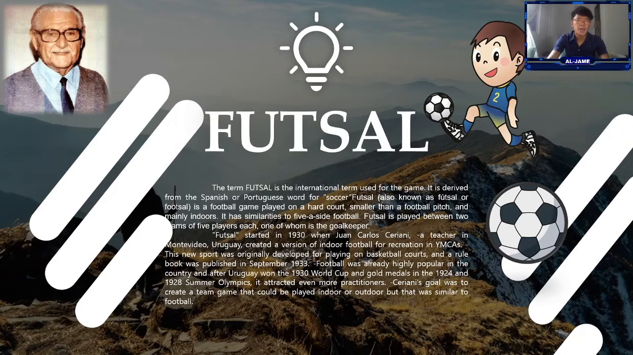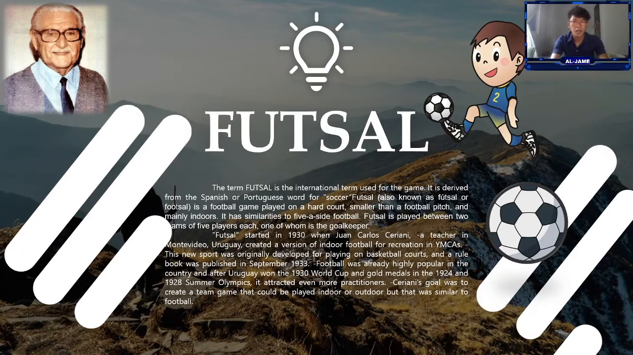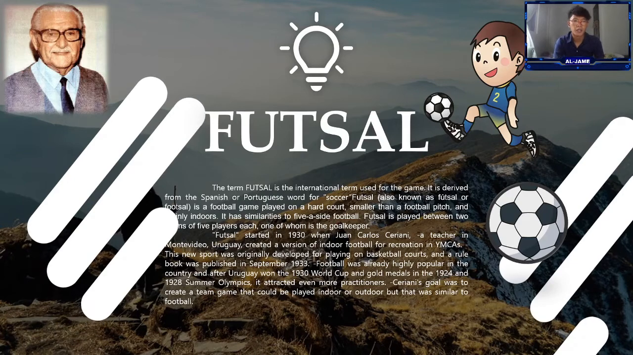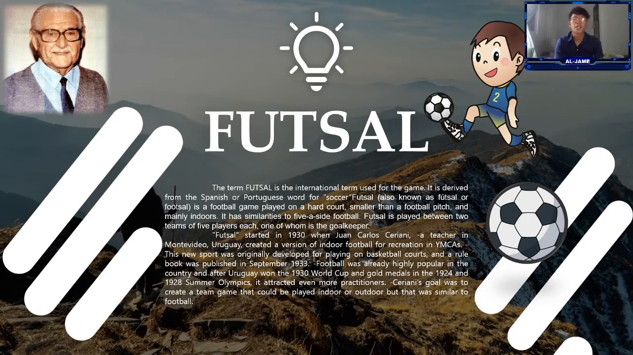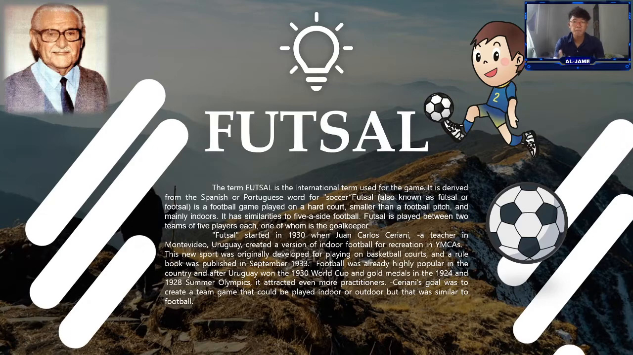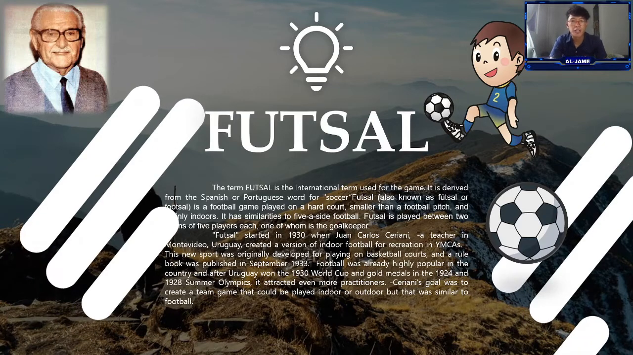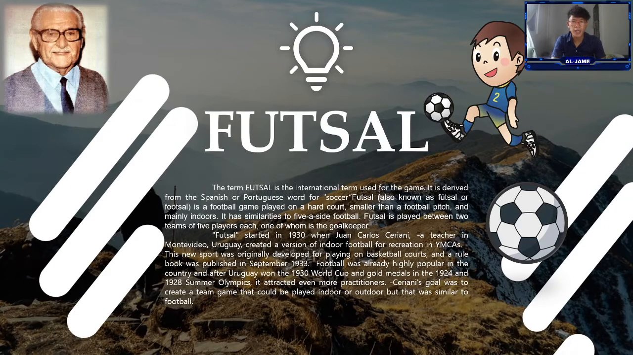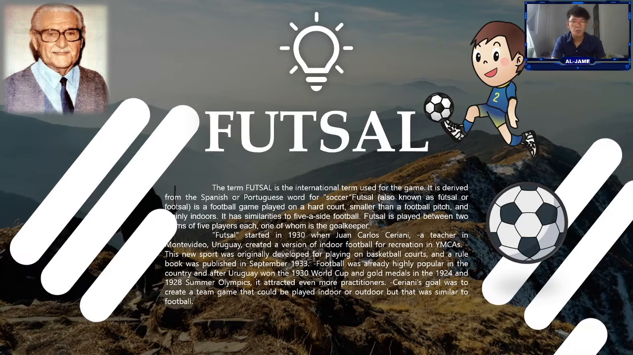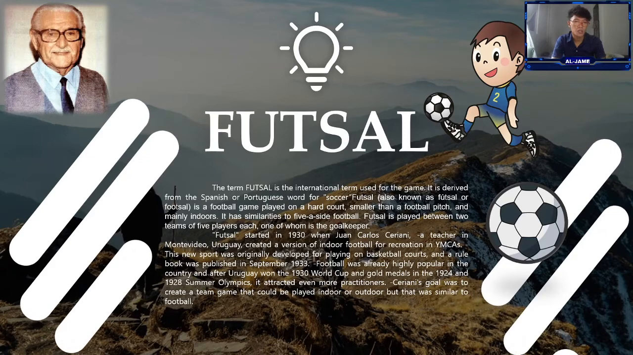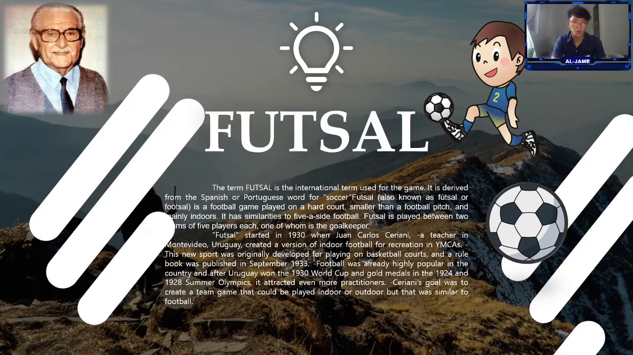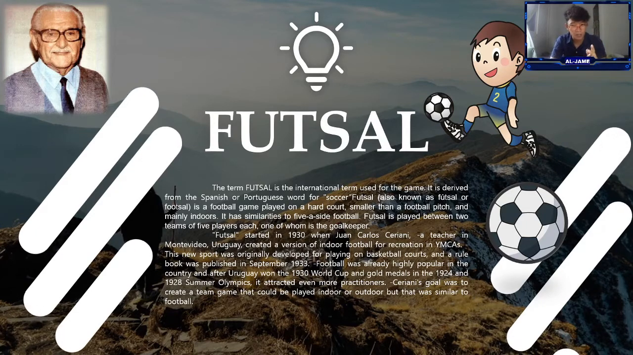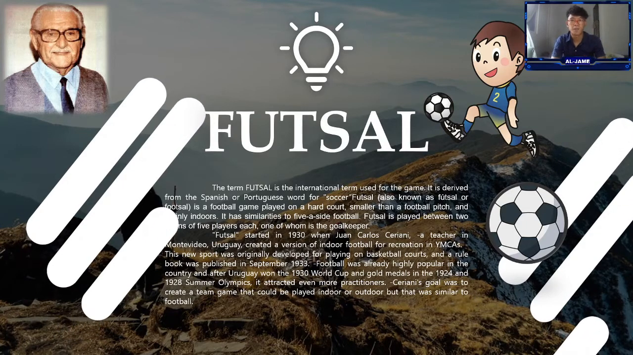Football was already highly popular in the country, and after Uruguay won the 1930 World Cup and gold medals in the 1924 and 1928 Summer Olympics, it attracted even more practitioners. Ceriani's goal was to create a team game that could be played indoors or outdoors, but that was similar to football. Mamaya, malalaman natin ang pagkakaiba ng soccer at futsal.